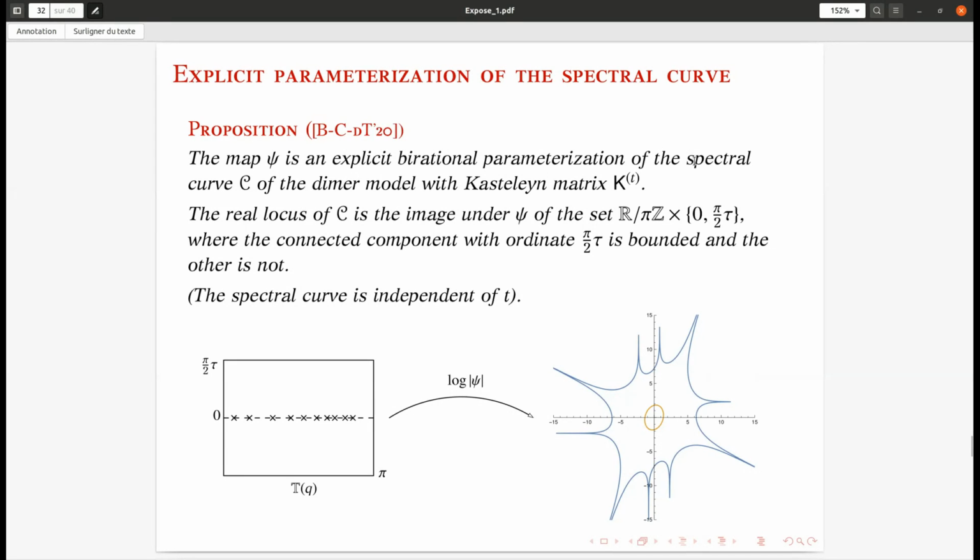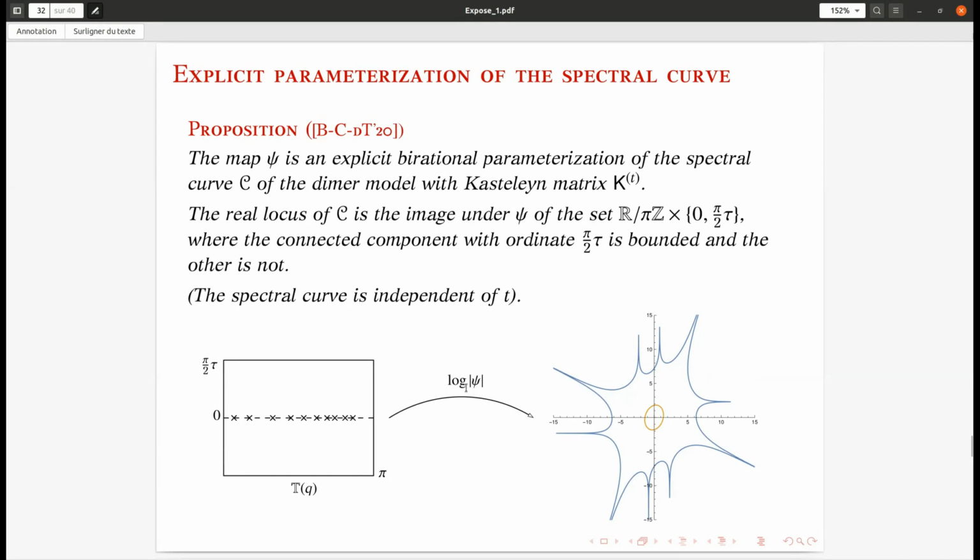So remember the spectral curve of the dimer model, which is the zero set of the characteristic polynomial, the determinant of the characteristic. And so this actually gives you an explicit parameterization of the curve. Okay, so remember the Harnack curve, its amoeba.